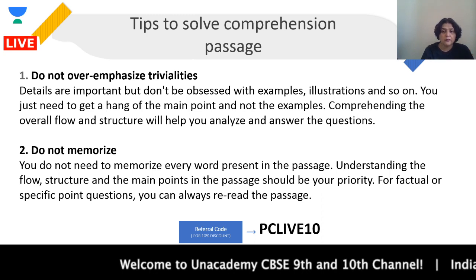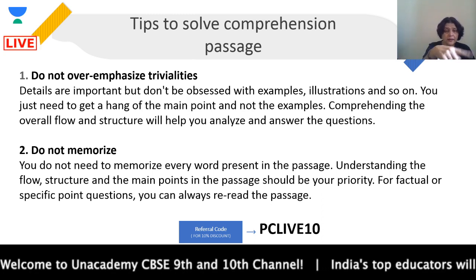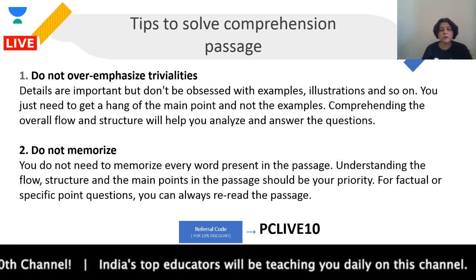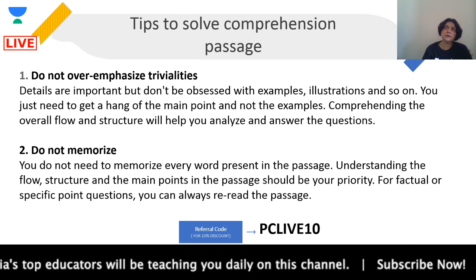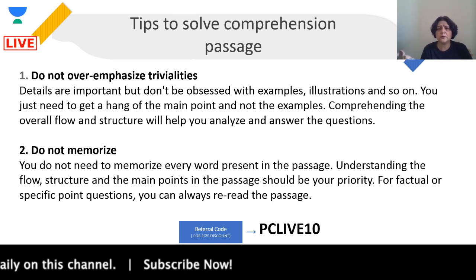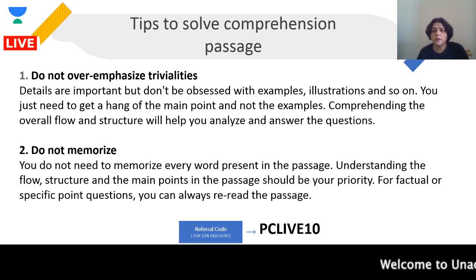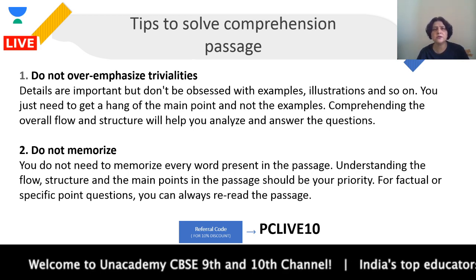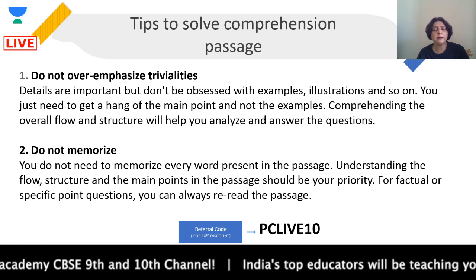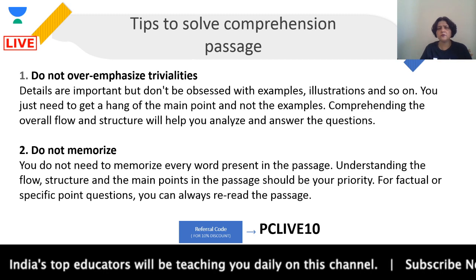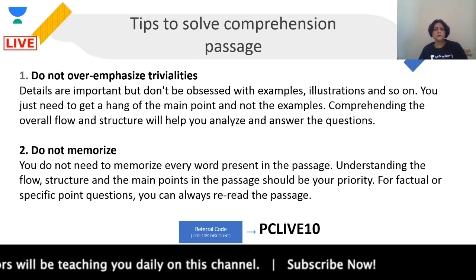And this is connected to the second point: do not memorize. You don't need to memorize every word present in the passage. That is what I said, that the first point is related to the second point. How is it related? Because if I am writing it in my own words, I'm not depending on my memory. I'm not depending on something which I have memorized from the passage. What if I tend to forget? What will happen then, will we forget?